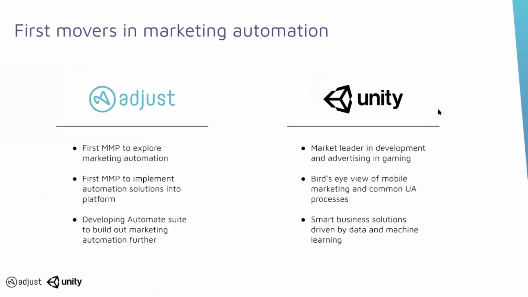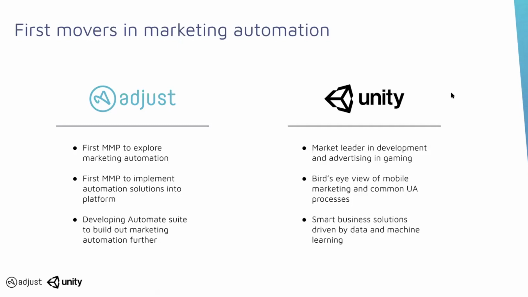Great. So first things first is a little bit about how both Unity and Adjust moved into marketing automation. A little bit of a high level from Unity's side is that we're a market leader in development and advertising in gaming. We have a bird's eye view of mobile marketing and common UA practices, and we really invest heavily into smart business solutions driven by data and machine learning. And at Adjust, we're the first MMP to start bringing further functionality to other clients beyond measurement. So the data that we measure is actually actionable and actionable at scale.